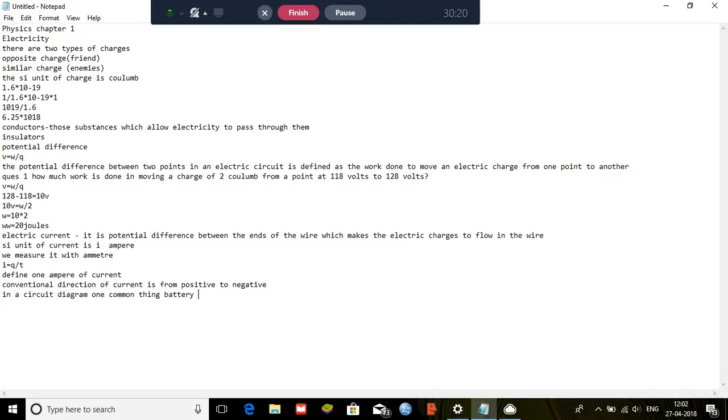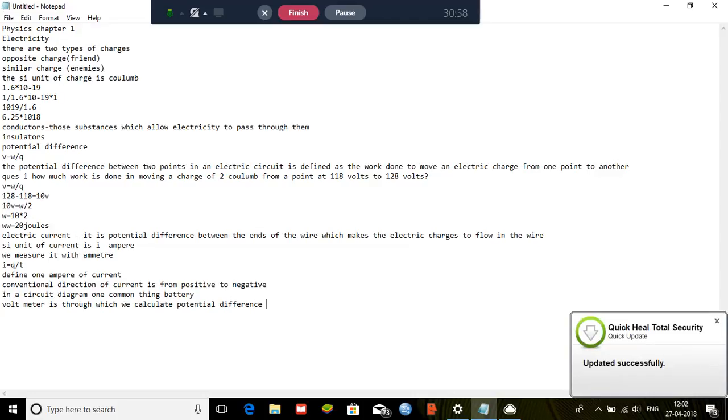So a voltmeter is a meter through which we calculate potential difference. Okay, a voltmeter is through which we calculate potential difference.